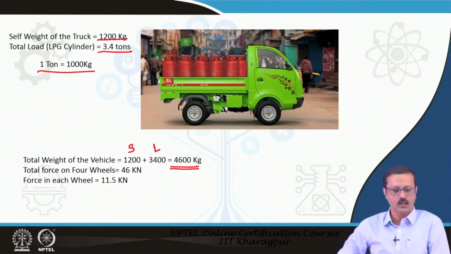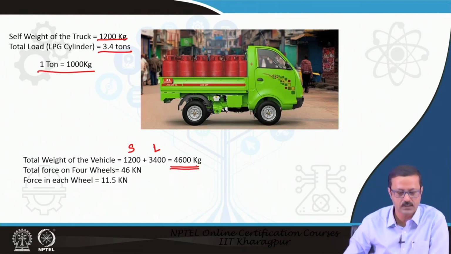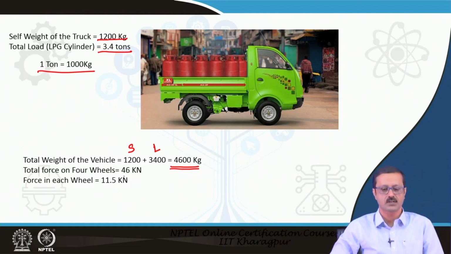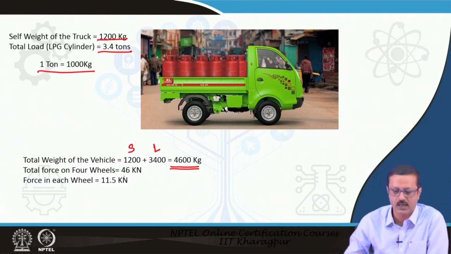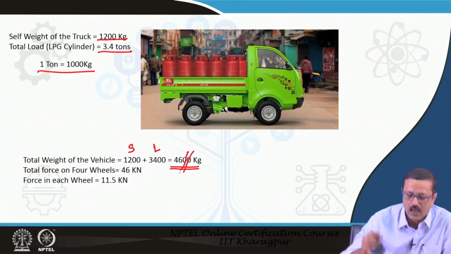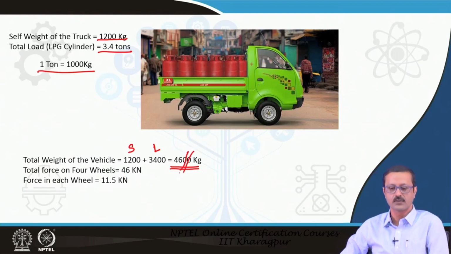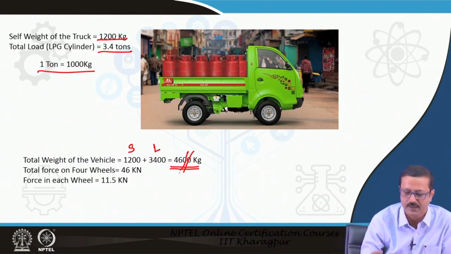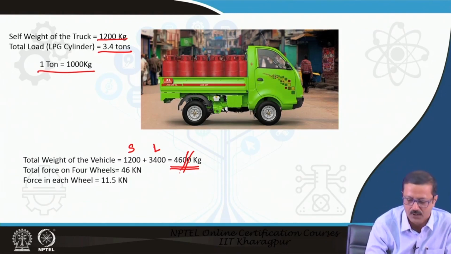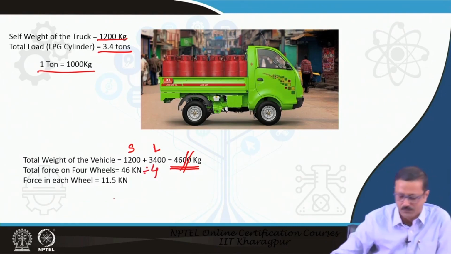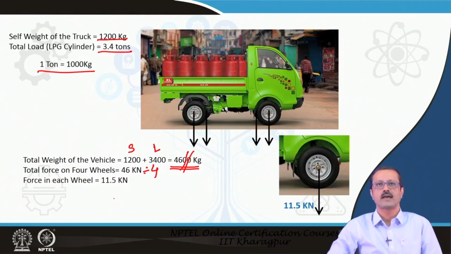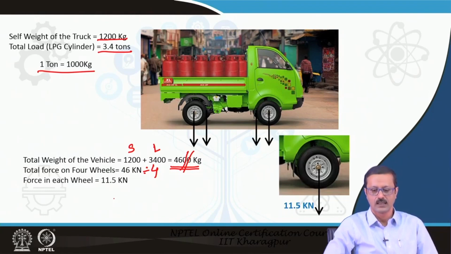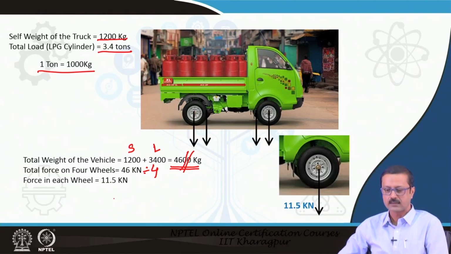Then the load on the 4 wheels is almost 46 kilonewton. Why 46 kilonewton? Because, as you know, 100 kg is equivalent to 1 kilonewton. So I just remove these 2 zeros, and 46 kilonewton is equivalent to 4600 kg. That is the total load on the 4 wheels, and if I assume everything is uniform, I divide by 4, that is 11.5 kilonewton. So each wheel will take 11.5 kilonewton load.